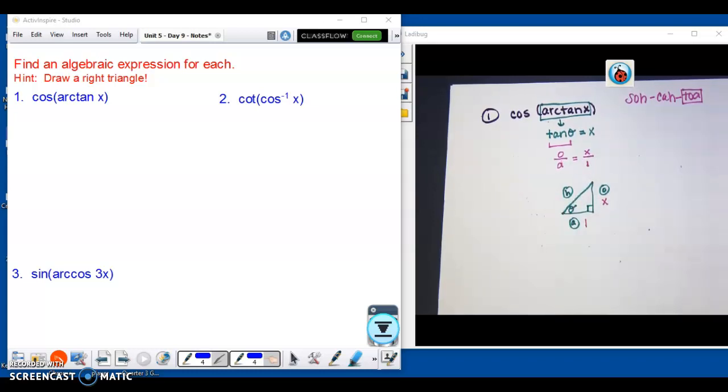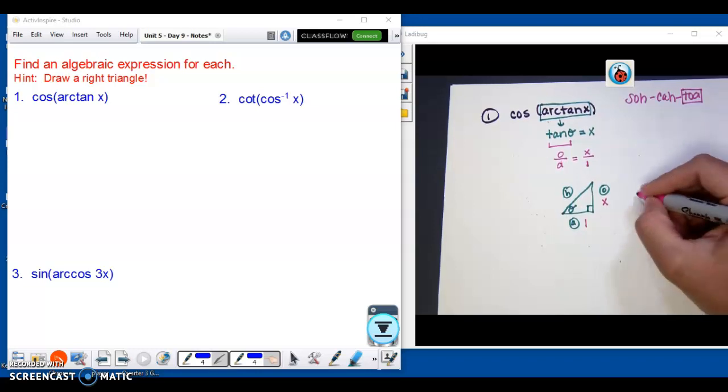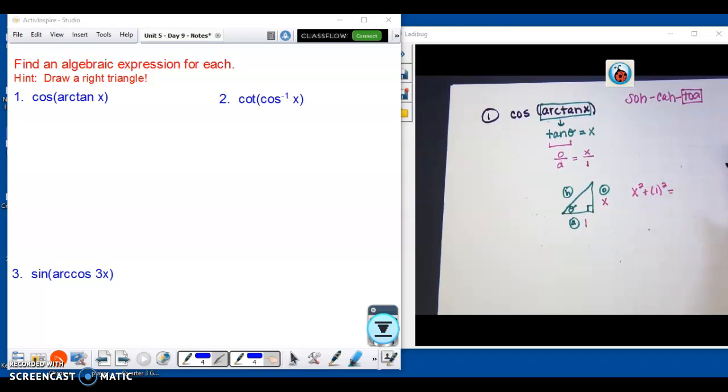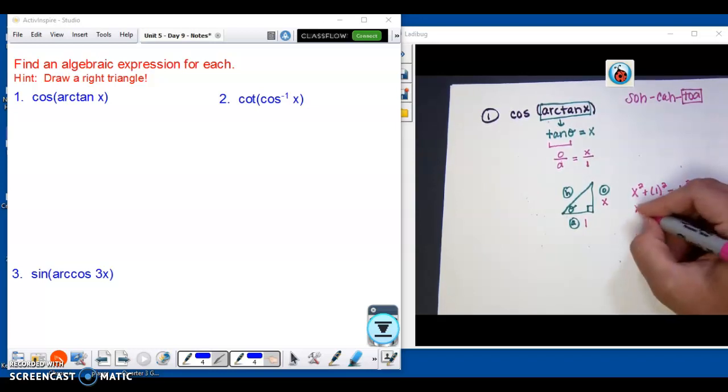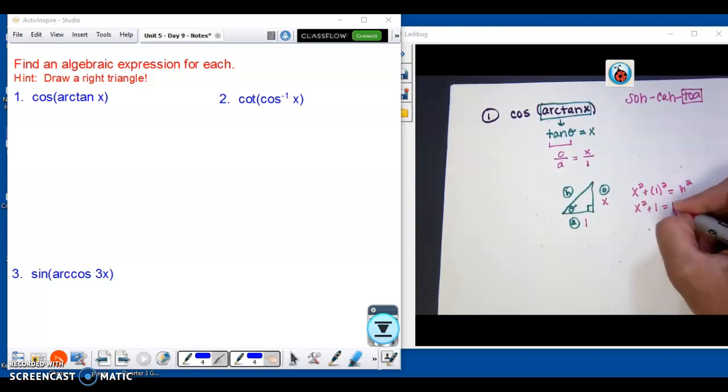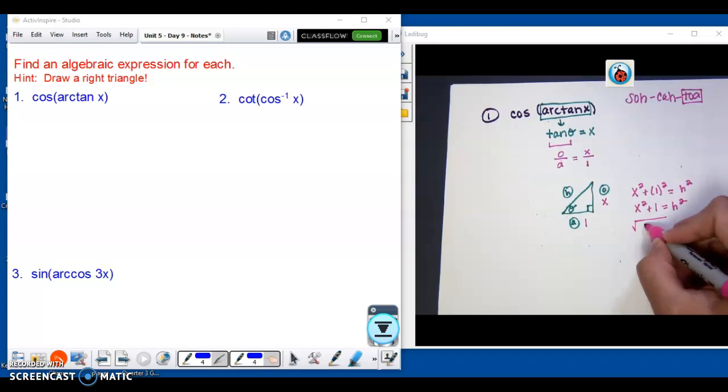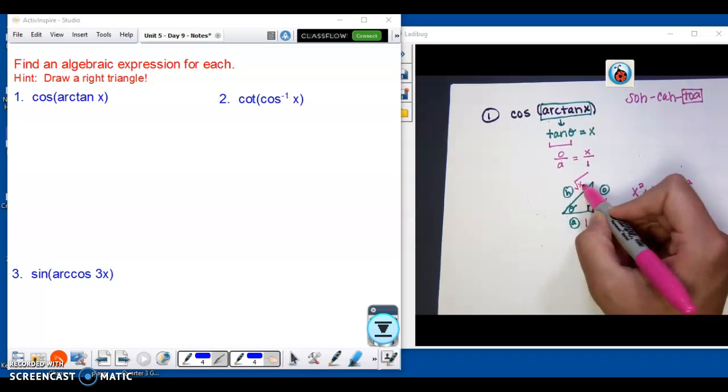Okay? So before I do the outside part, I'm going to go ahead and figure out what the hypotenuse is. So we're going to use Pythagorean theorem. So my two outside parts, we have x squared plus 1 squared is equal to my hypotenuse squared. So this is going to be x squared plus 1 equals h squared. So the square root of x squared plus 1 is going to be my hypotenuse. So I'm going to write that over here.